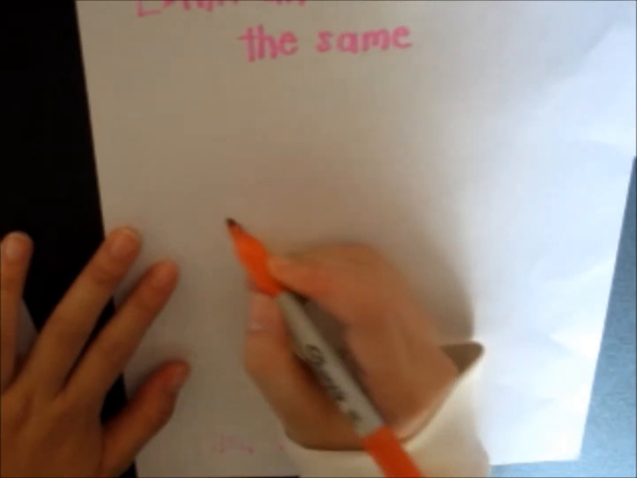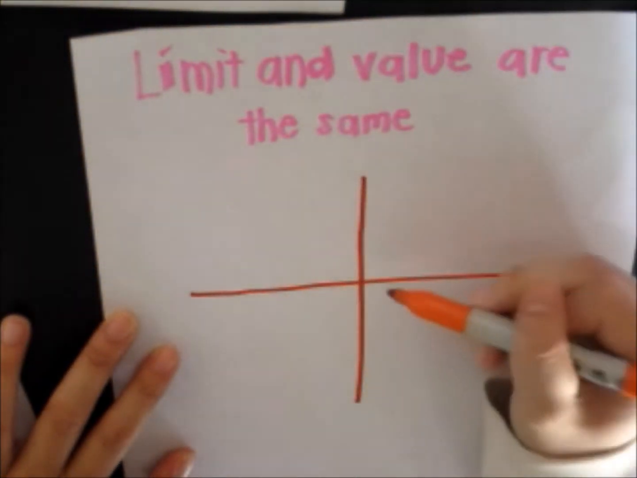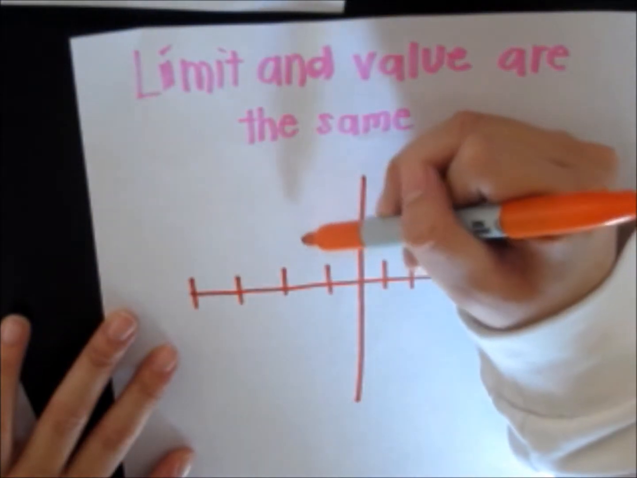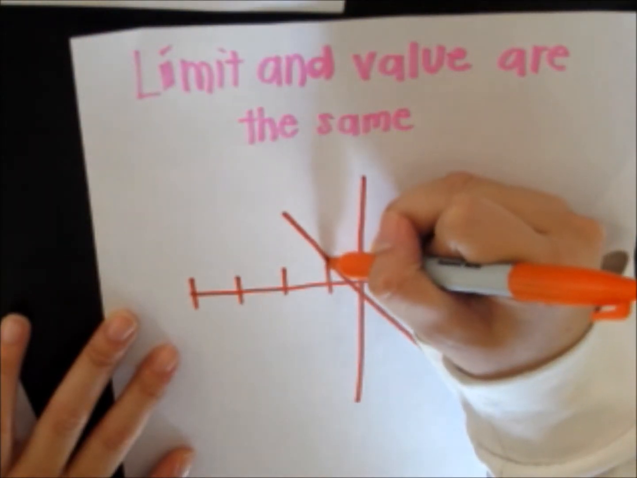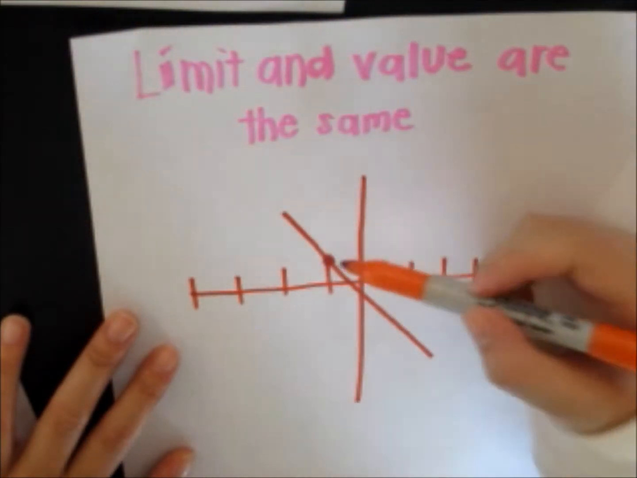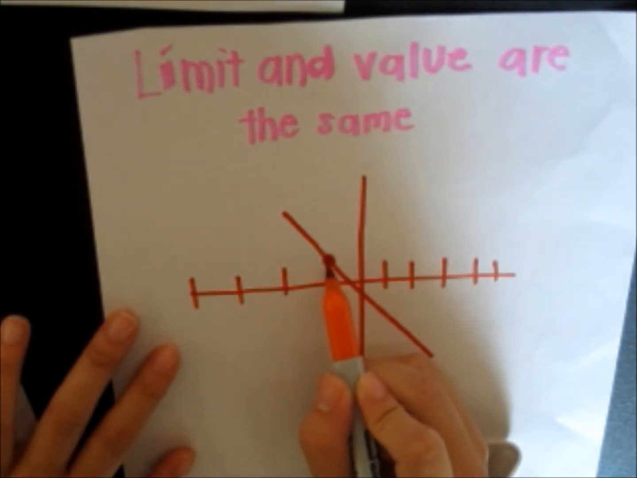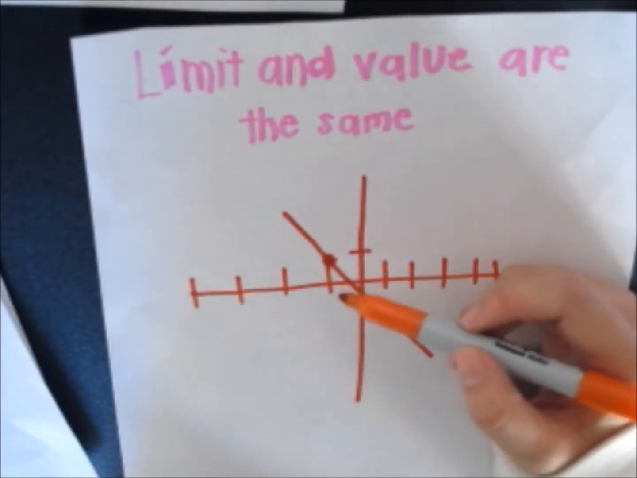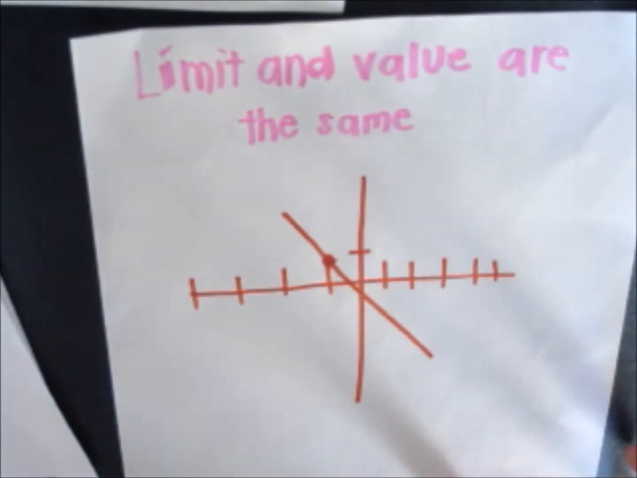If the limit and the value were the same, it would be called a continuous function, and here's an example of what it looks like. Let's say we draw another line, our function, and the point was to be here. So this graph has the same limit and value at this point. Our actual height would be 1, and our limit would also be 1. And that's when the limit and the value are the same.